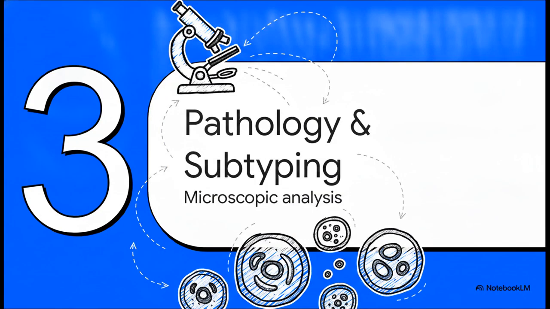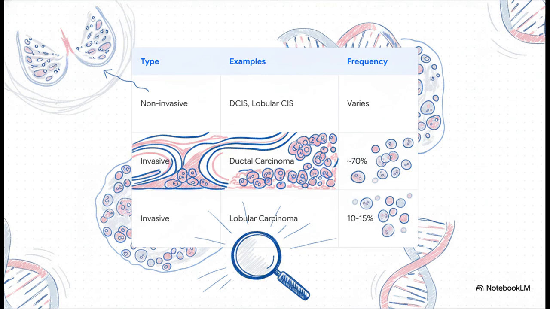Okay, let's get into Part 3, pathology and subtyping. When we look under the microscope, we'd broadly divide these into non-invasive and invasive categories. Non-invasive ductal carcinoma in situ, or DCIS, is premalignant, and a lot of times it just shows up as tiny microcalcifications on a mammogram. But when we look at invasive carcinomas, invasive ductal carcinoma is by far the most common. We're talking roughly 70% of all breast cancer cases. Invasive lobular carcinoma comes next, making up about 10 to 15%. Nailing down this histological type is our very first major clue for planning treatment.